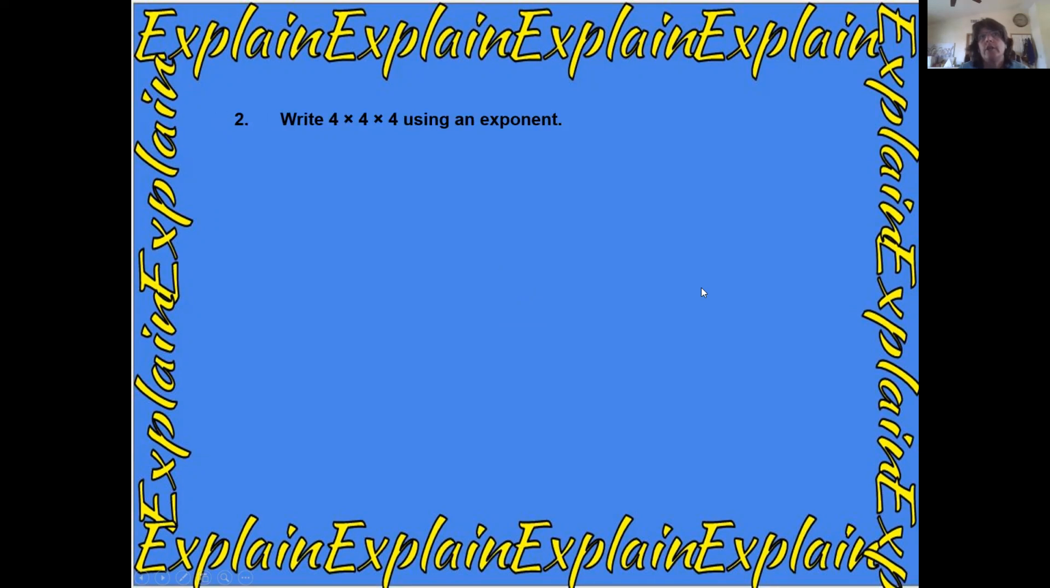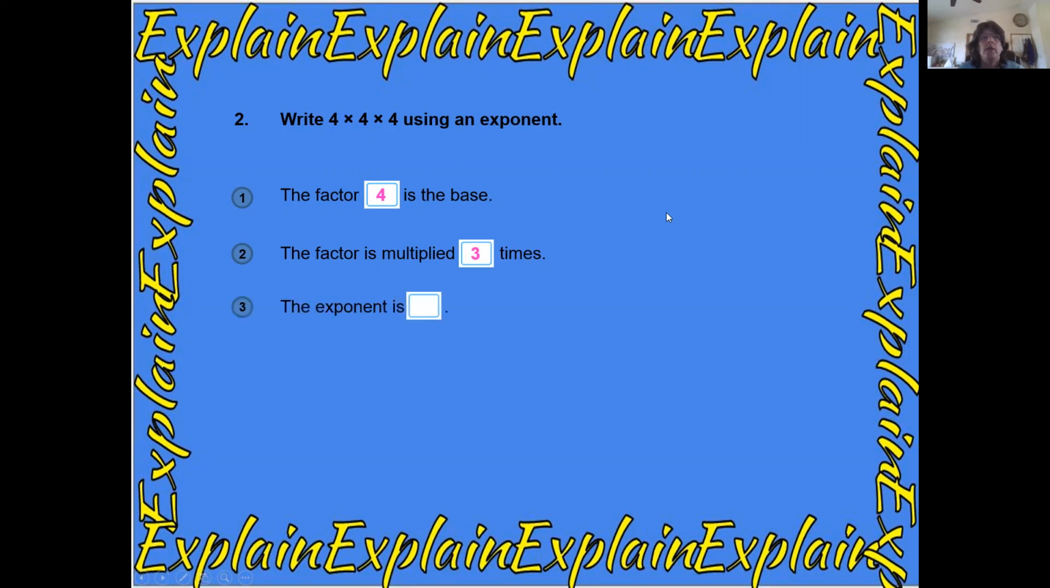Write 4 times 4 times 4 using an exponent. Go. And the factor 4 is the base. The factor is multiplied 3 times. The exponent is 3. So 4 times 4 times 4 can be written as 4 to the 3rd power.